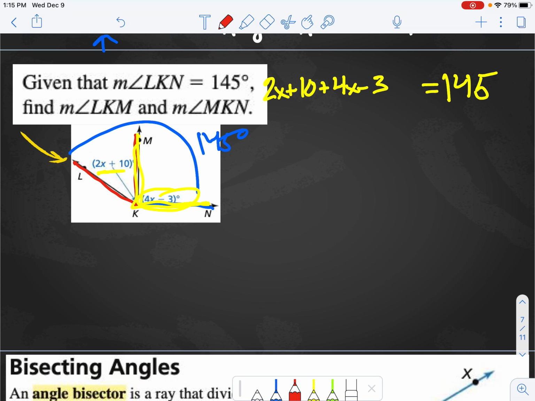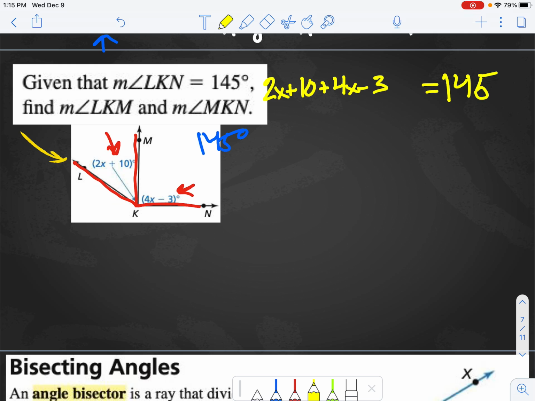So really, this is a more advanced way of doing something like, say, I told you that this was 45 and this was 100. Well, you would just add these two things together to get 145. Instead of just giving you plain numbers, I'm giving you this expression and this expression and saying, hey, these two expressions put together equal 145. So all we're doing is adding each expression together.